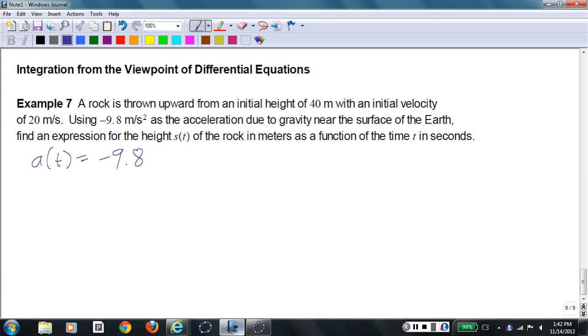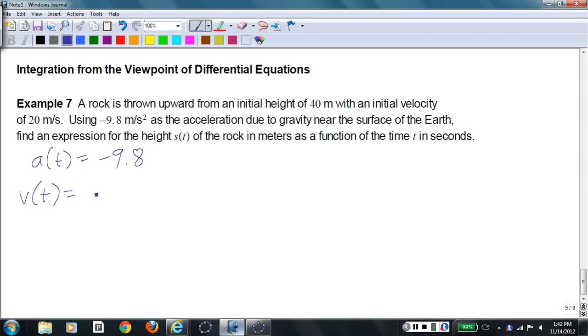But for now, I'm going to suppress them. A of t equals negative 9.8. So V of t equals, well, we take the derivative of the velocity to get the acceleration. The acceleration is the rate at which the velocity is changing with respect to time. We differentiate the velocity to get the acceleration. It would make sense then that we should integrate the acceleration to get the velocity.